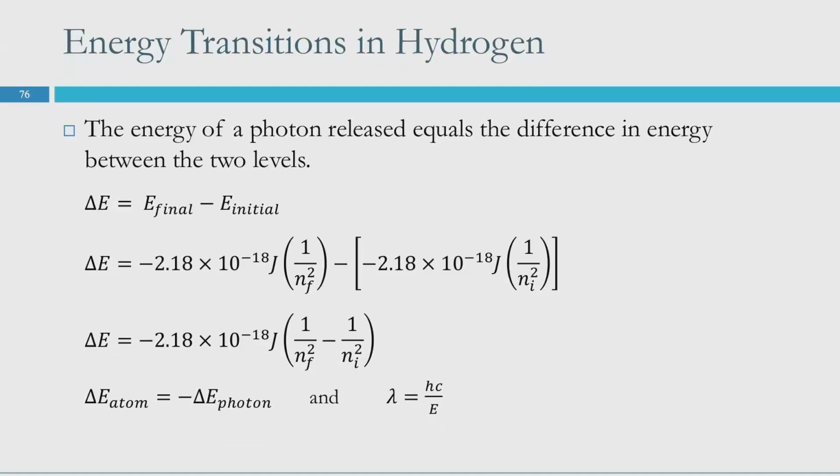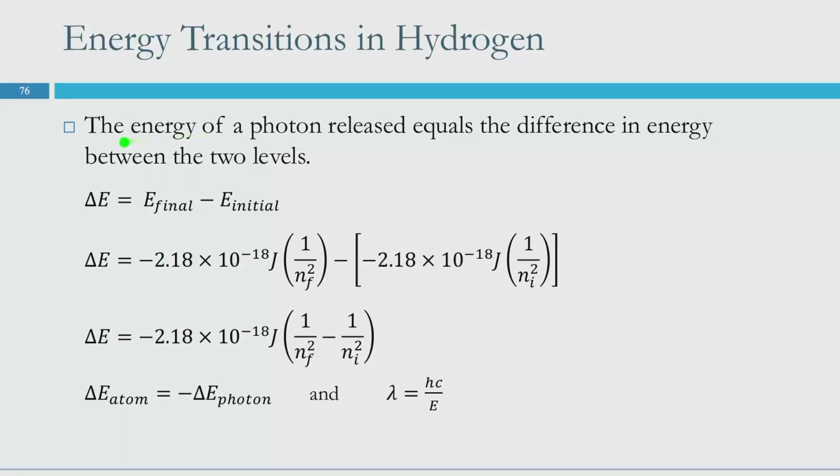So our energy transitions, we can do some calculations with those. The energy of a photon, this is for hydrogen, equals the difference in energy between the two levels. So our change in energy is going to be our final energy minus our initial energy. We've got our final energy here. This is that negative 2.18 times 10 to the minus 18 joules that we were looking at previously. And we've got this 1 over n squared term, with an f for final. And we're subtracting the same thing, but with an n sub i, because that's our initial energy.